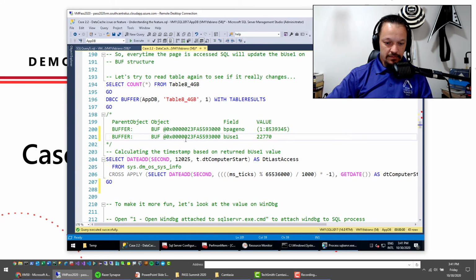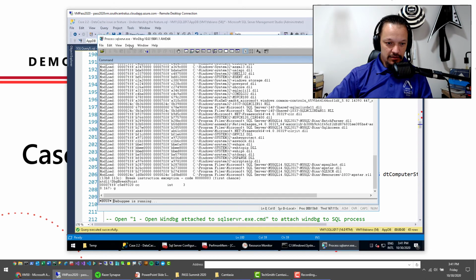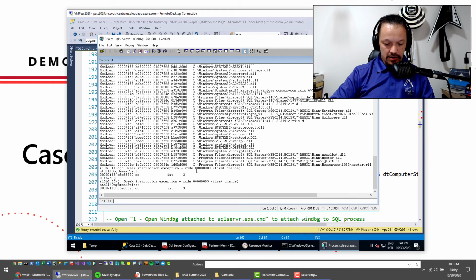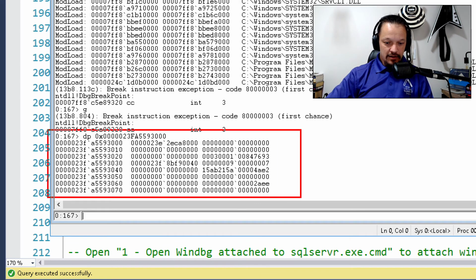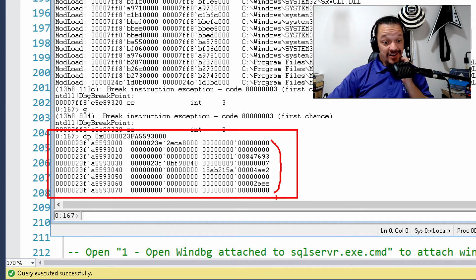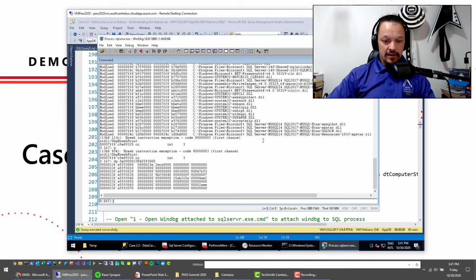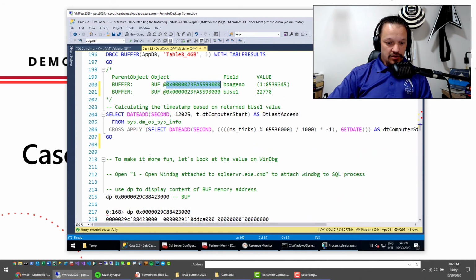Let me update here. All right, so I want to dump the data from this address. Break, and then DP, and then the address, and then this is what we have. And then this is the information that is stored into this memory address. If I run the query again and dump it again, we could compare to see what changed inside this structure to be able to identify which value here corresponds to the BUs1, right?